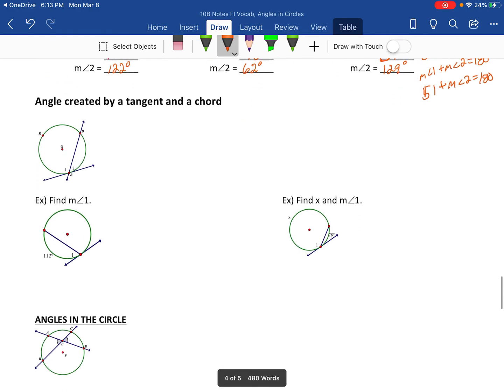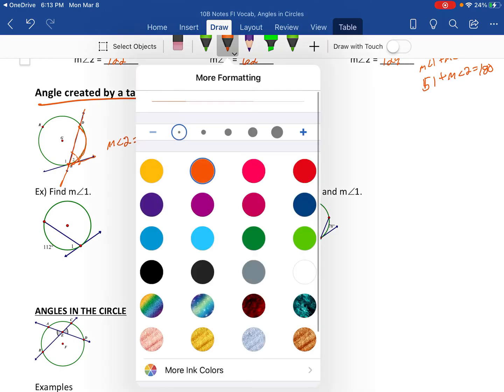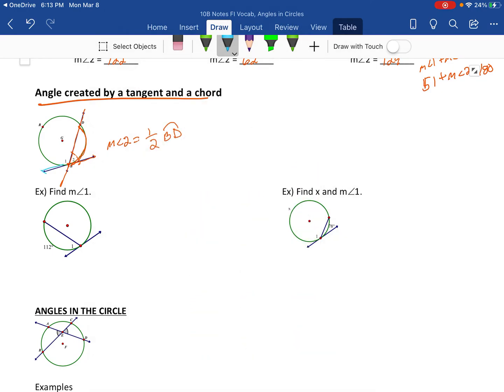Next idea, angle created by a tangent and chord, very similar to our inscribed angle, just super easy. Basically it says the measure of angle 2 here is equal to 1/2 of BD. So if it's an angle created by a tangent and a chord, this angle is half of this arc. Also on the other side, this angle is half of this arc. So the measure of angle 1 is equal to 1/2 the measure of arc BRD.